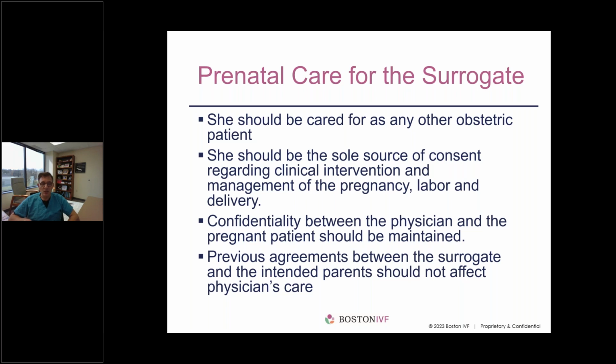More importantly, the confidentiality between the physician and the surrogate should be maintained. The doctor is not going to call the intended parent and say, hey, you know what, she's smoking, or she gained too much weight, or, you know, she has diabetes now. This should not be allowed. The confidentiality should be completely maintained. Previous agreement between the surrogate and the intended parent should not affect the physician's care. Again, what she agreed with the intended parents, I'm the doctor, I'm your doctor, you're my pregnant patient, this is what we're going to do, this is what I would recommend. What you agreed with those people before you became pregnant is not going to affect my treatment or how I'm going to manage you.